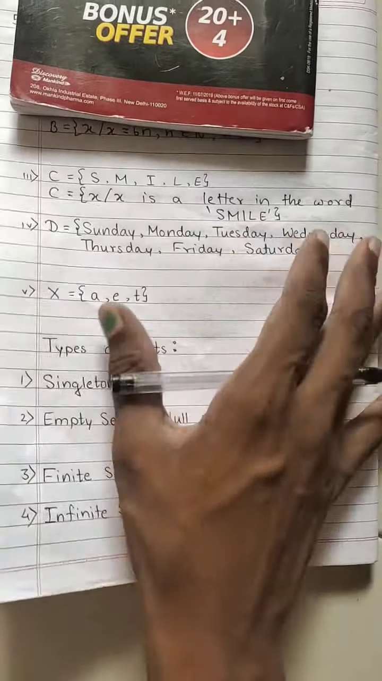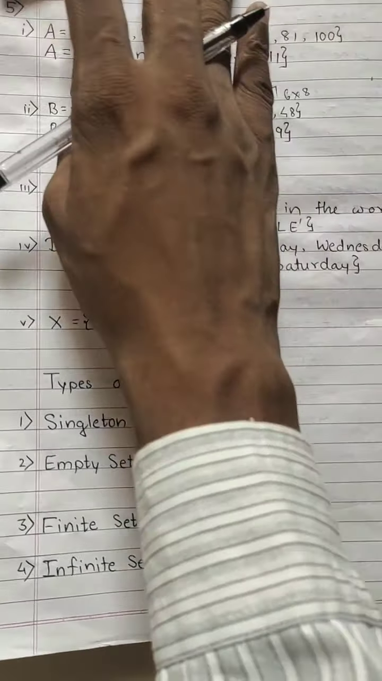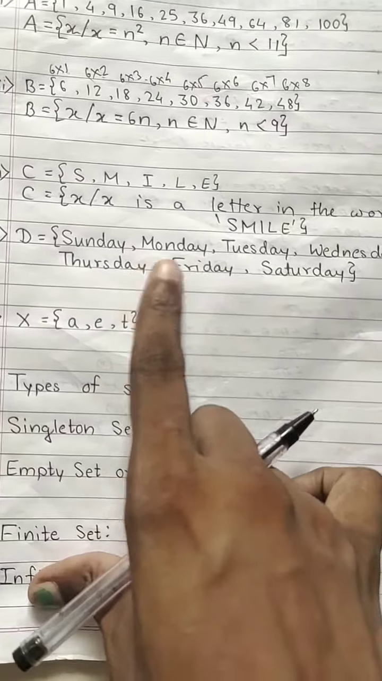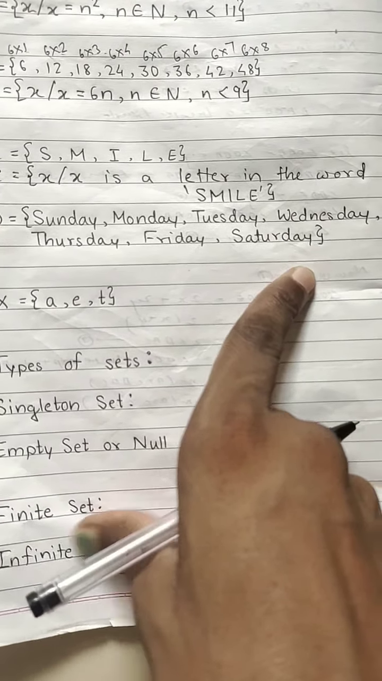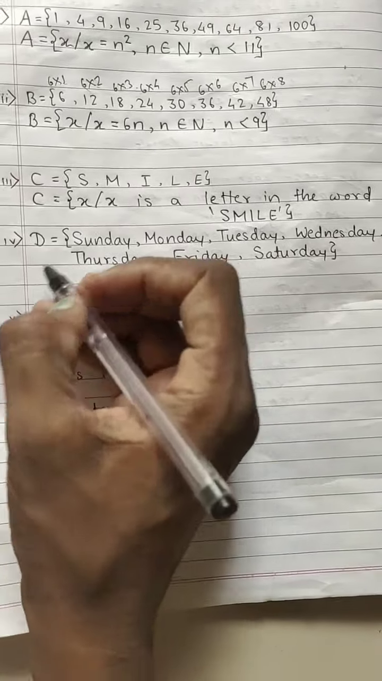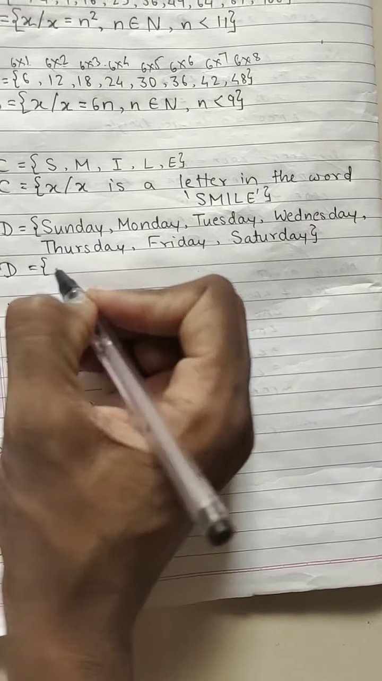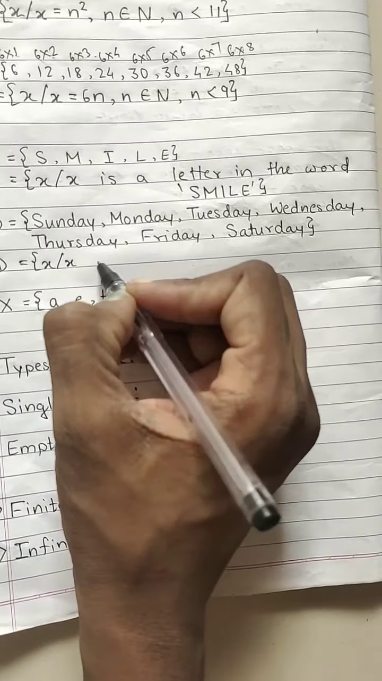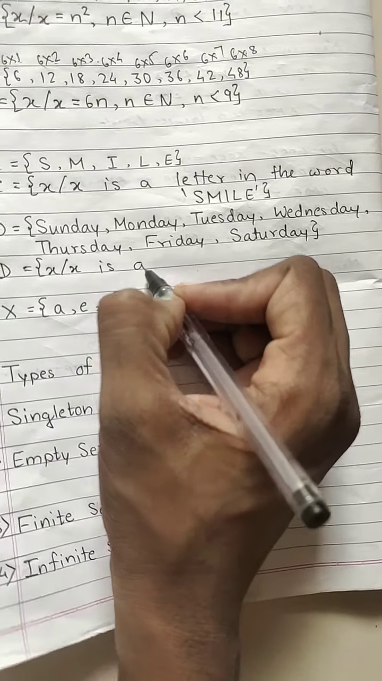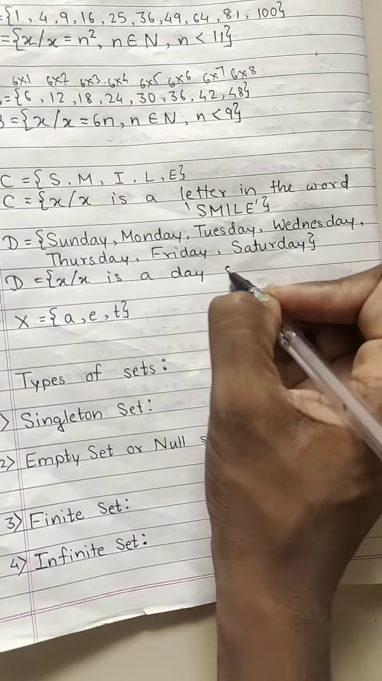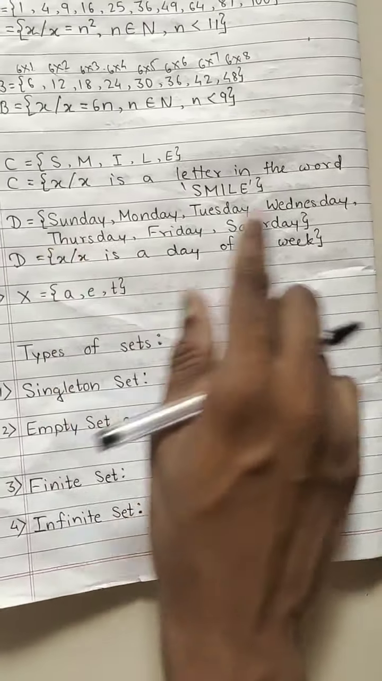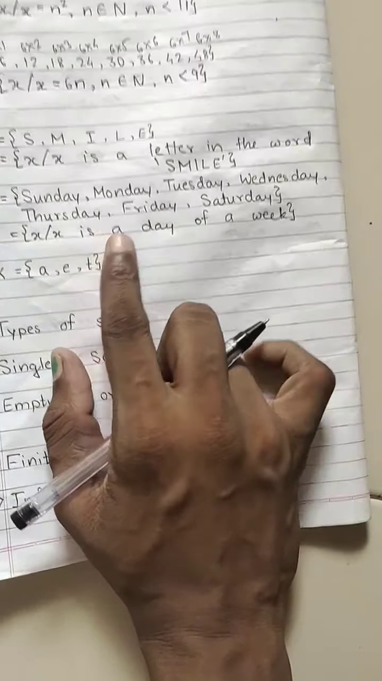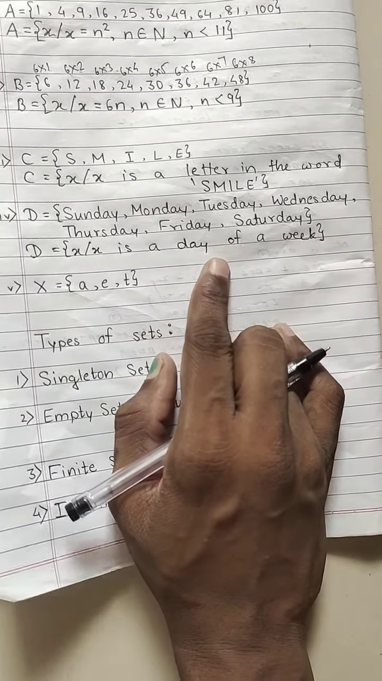Similarly, now you can see set D. D is also very simple. What is here? Sunday, Monday, Tuesday, Wednesday, Thursday, Friday and Saturday. So all are what? Days of a week, na? So in this case you can write X is a day of a week. So these all are days of a week. So I have written is a day of a week.